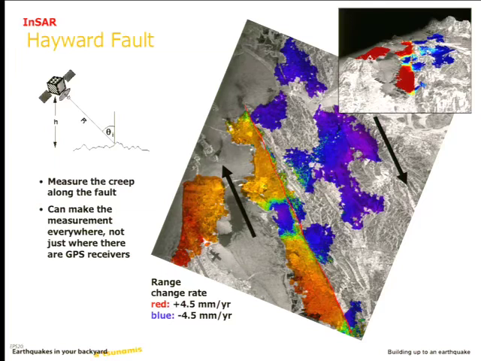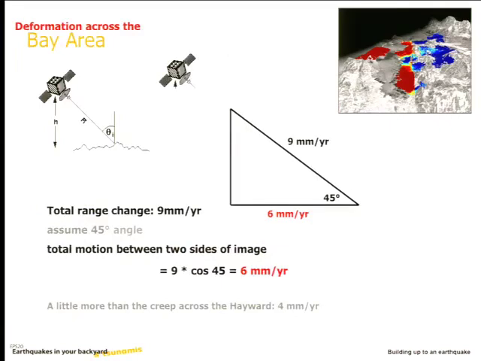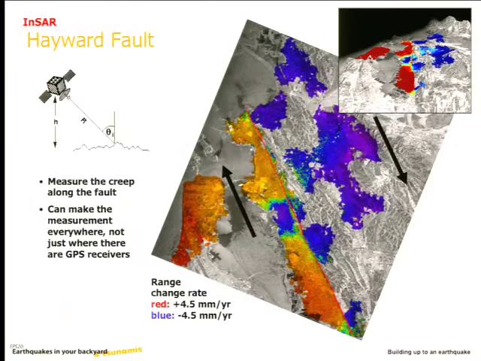And of course, you can achieve that by either vertical or horizontal motion. So that's one of the limitations here, that we don't have the motion in three dimensions, we just have the motion in one direction. Okay, so that's laid out here, in fact. What I just said was that across this region here, there's a total of 9 millimeters per year motion.